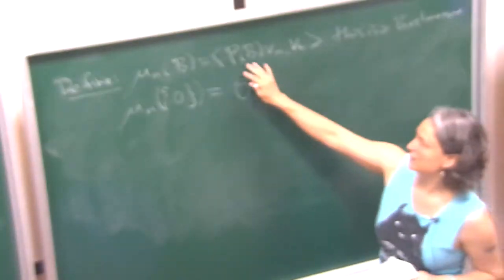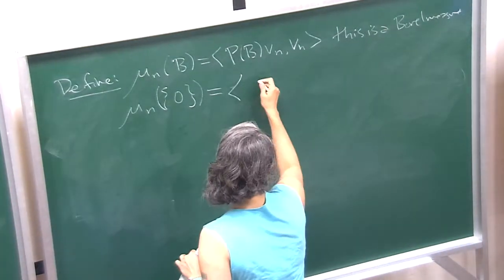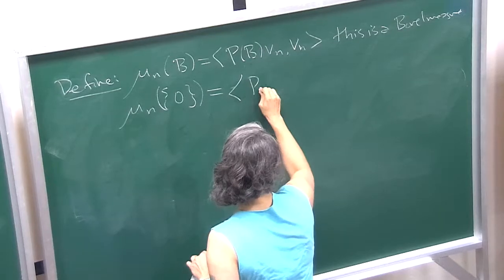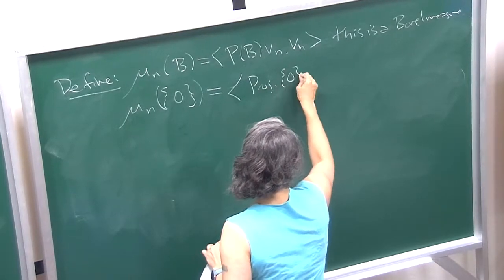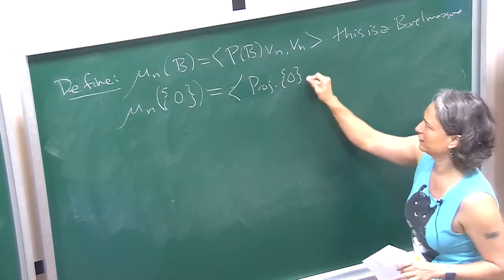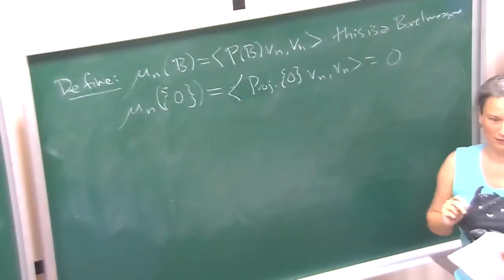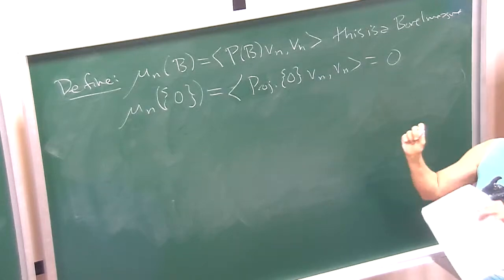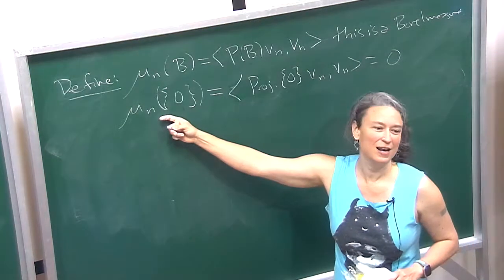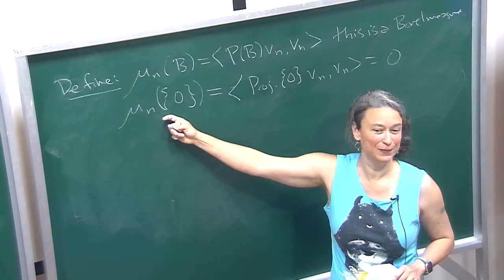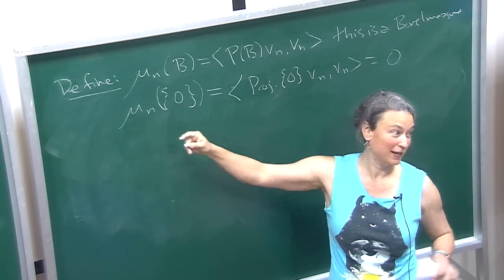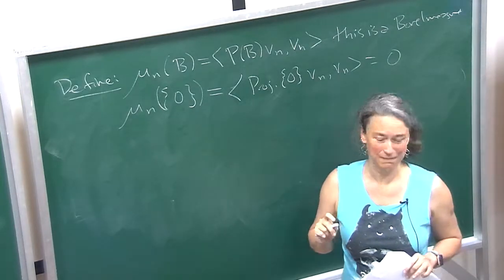Let me write it down. This is the projection onto the 0 subspace. I don't know if that's clear. Vn against Vn, this is 0, this is 0. So this measure has no mass at 0. So what can I do? I can projectivize it.